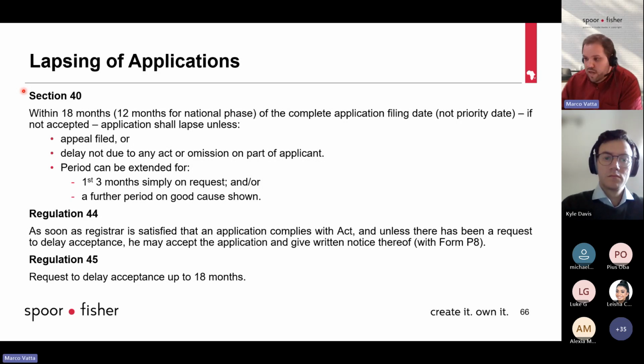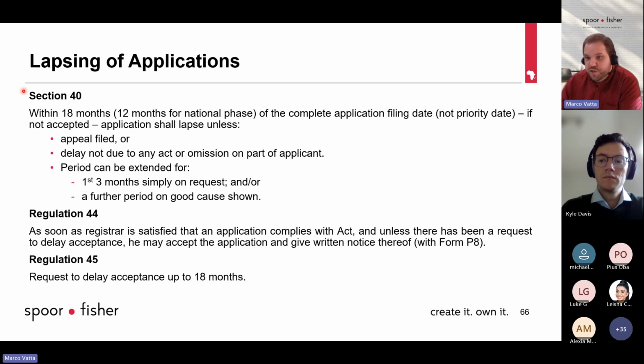If it's not in compliance for acceptance and there's no request for an extension of those acceptance deadlines, then the application is deemed to have lapsed unless the applicant files an appeal to the registrar. Also, if the application is not accepted at that time and it is through no fault of the applicant, but is due to administrative delays or the Patent Office's delays, then the application is also not lapsed. It's just to allow the Patent Office time to accept the application.